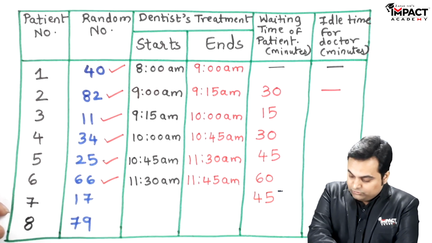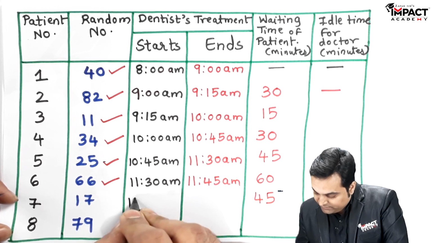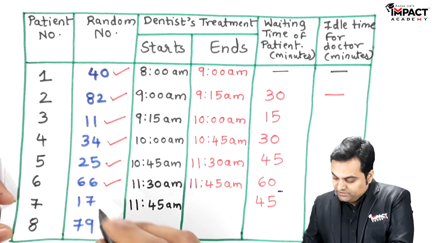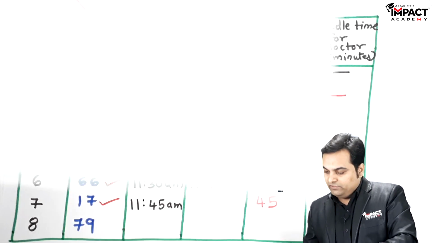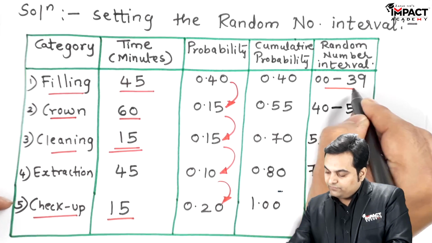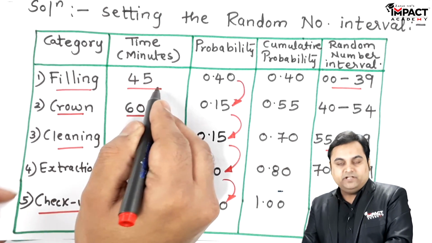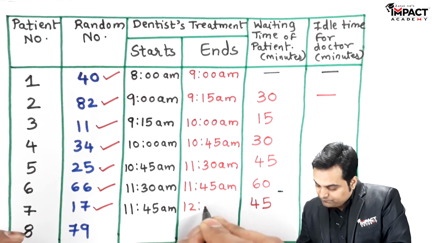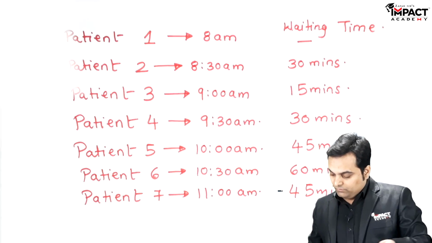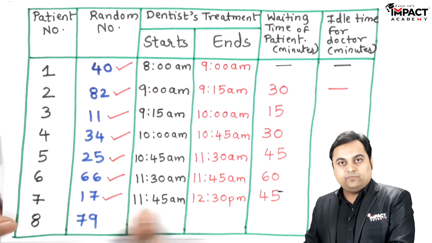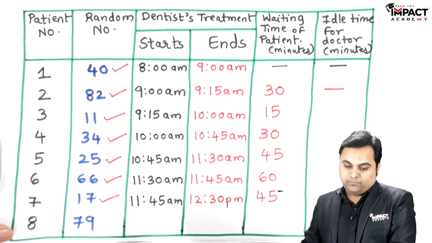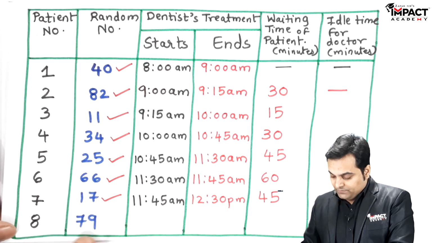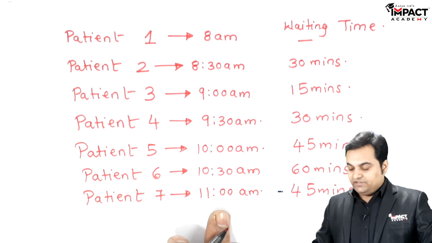And now the doctor will see patient 7 at exactly 11:45 am, and the kind of operation required is, based upon this random number 17, go into the interval, and 17 is again in the range of 0 to 39, it means it is filling operation, it will take 45 minutes more. So adding 45 in this, that will give me 12:30 pm. Now by the time patient 7 was having the filling operation, patient 8 enters at 11:30 am.